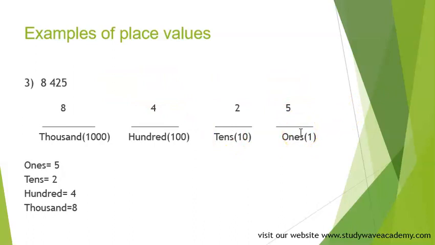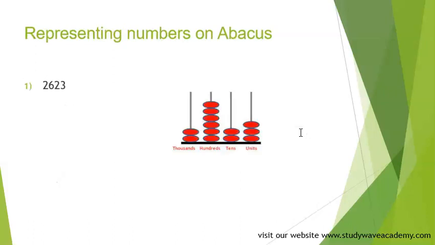Now we are going to be learning how to represent our numbers in the abacus form. Remember, we said abacus is a counting tool, right? So we are going to learn how to place our numbers in the abacus form. Okay, here we have 2623. This 2 is the thousand, 6 is the hundred, 2 is the tens, and 3 is the ones.